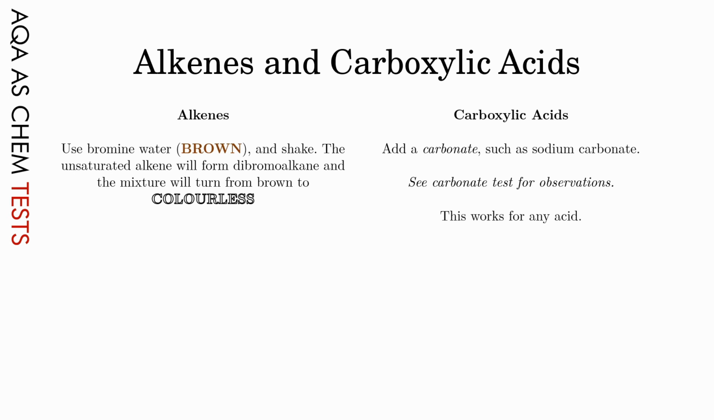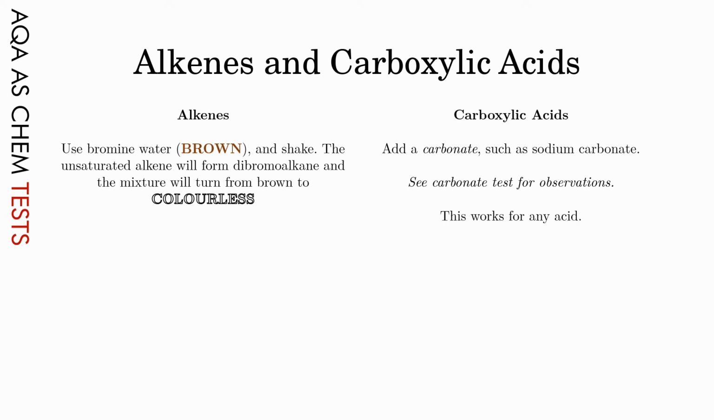And finally, carboxylic acids, where you add a carbonate, such as sodium carbonate, or any other carbonate really. And remember the carbonate test from earlier? Well, this is literally the acid carbonate thing. It's the same observation of carbon dioxide, though this works for any acid, not just carboxylic acids. So you've got to be sure it is a carboxylic acid. But in a pinch, if you can't remember that, just indicators. Only in a pinch, okay? Right, so that's the AS test out of the way, I think.